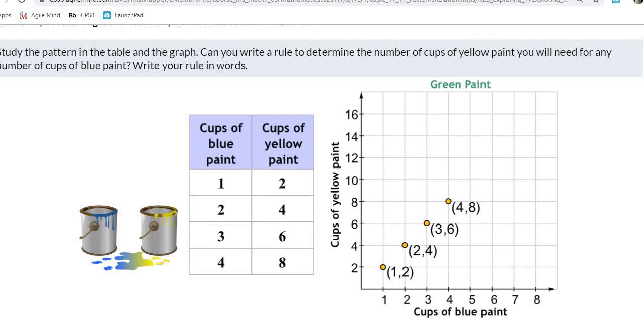No, I'm good. Study the pattern in the table and the graph. Can you write a rule to determine the number of cups of yellow paint you will need for any number of cups of blue paint? Write your rule in words. So look at the chart and look at the graph. Look at it with your table and see if you can see what's happening every time with the blue and the yellow paint. You're not raising your hand, you're discussing it with your group.